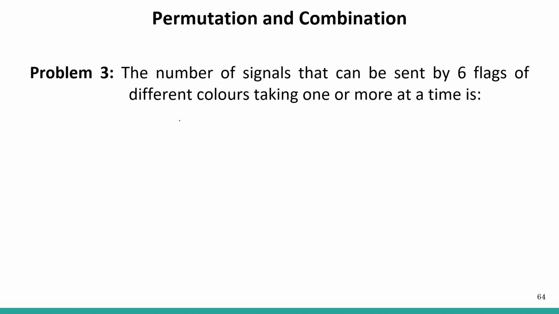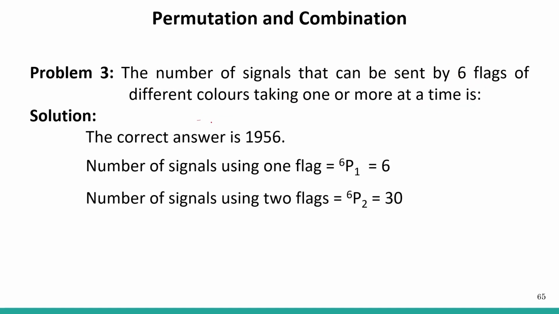Okay, so problem number 3. The number of signals that can be sent by 6 flags of different colors, taking one or more at a time, is what? The correct answer will be 1956. How? The number of signals using one flag will be 6P1, that is equal to 6 ways.